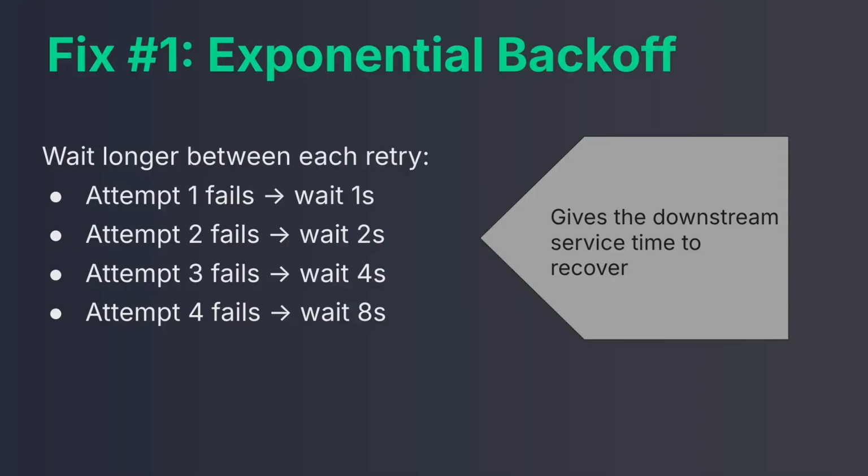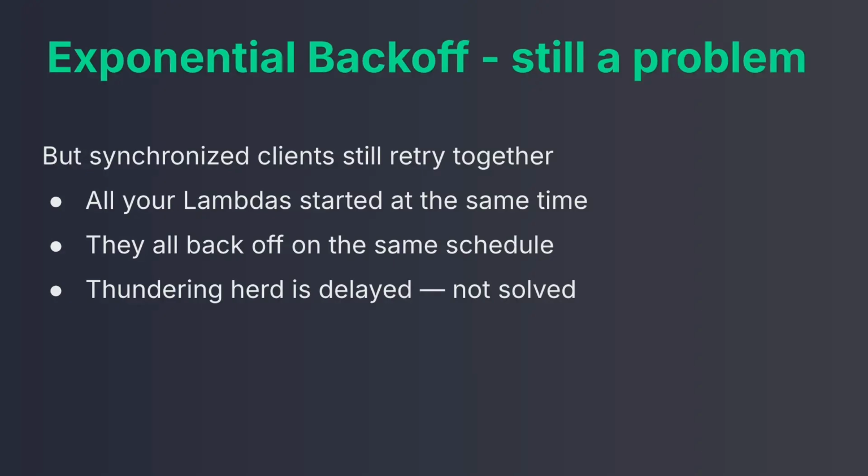The first fix is exponential backoff. Instead of retrying immediately, you wait, and each successive retry waits longer. For example, first retry, wait 1 second, second retry, wait 2 seconds, third retry, wait 4 seconds, then 8 seconds, and so on. This gives your downstream service time to recover. The pressure drops between waves of requests instead of being constant. This is much better, but it still has a problem.